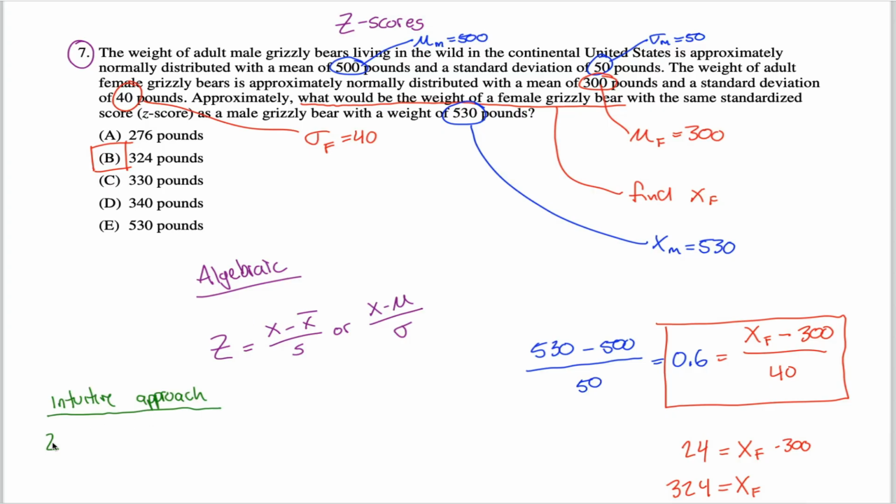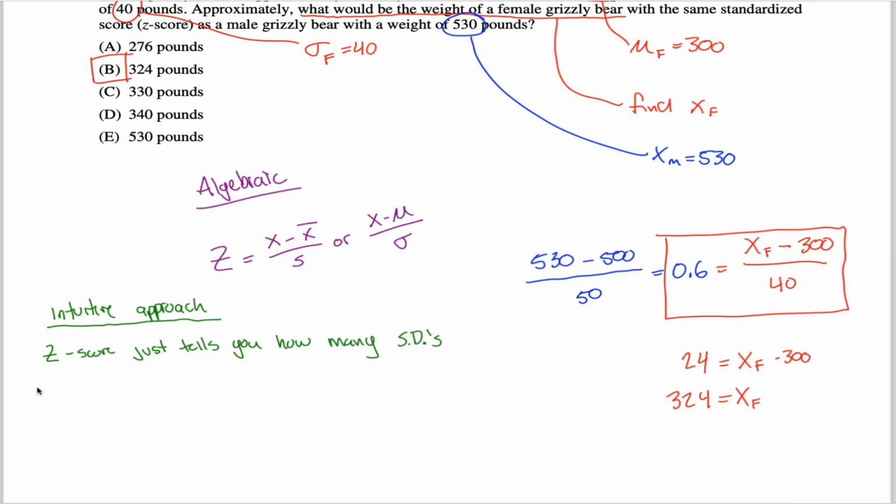All a z-score is, is a measure of how many standard deviations above or below, if it's negative, the mean an observation is. Keeping this in mind for a z-score is really important. It'll help you not just on this problem, but on other problems. The main purpose of a z-score is to help you compare sets that have different means and standard deviations.